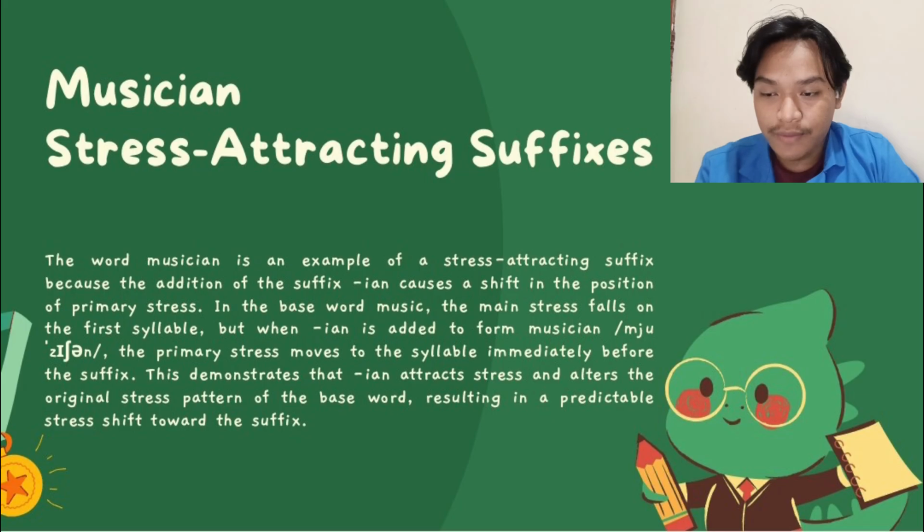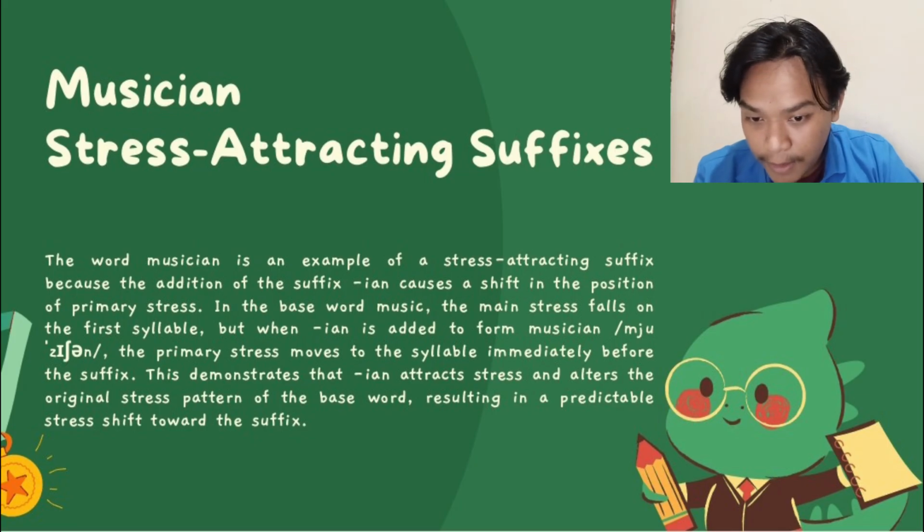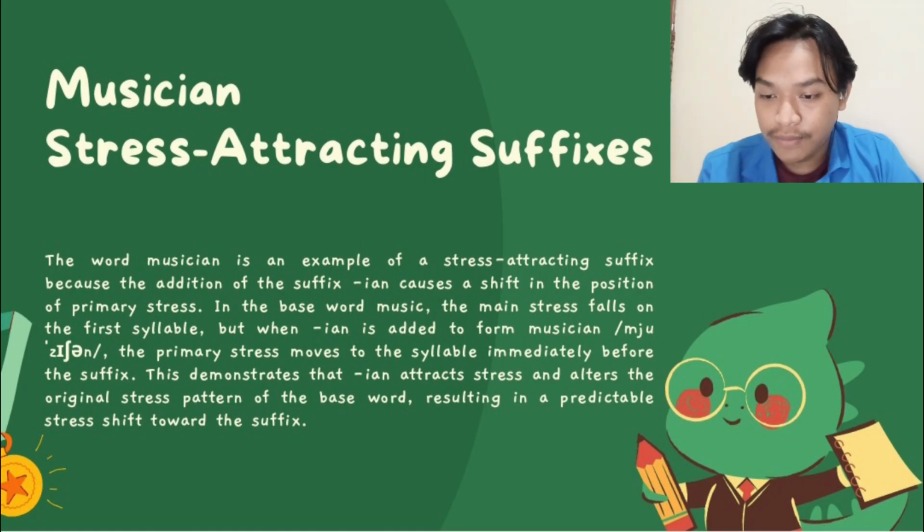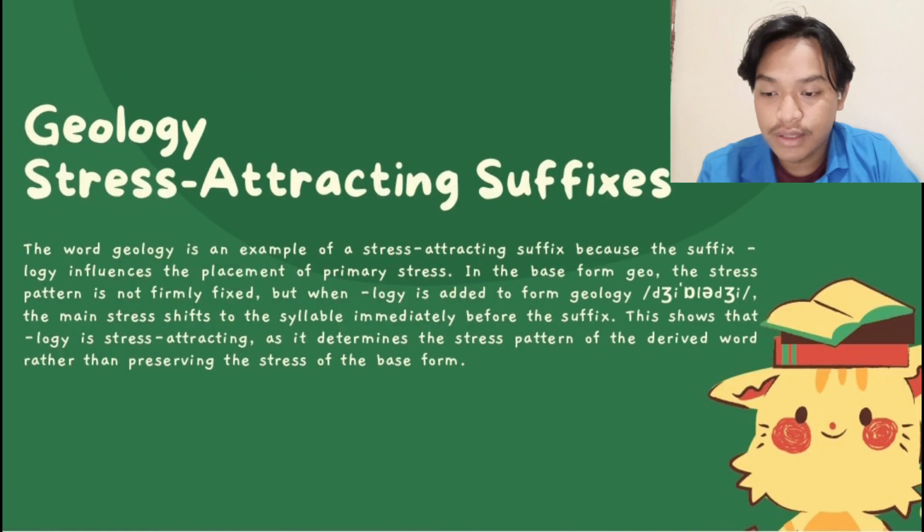Musician. Stress attracting suffixes. The word musician is an example of a stress attracting suffix because the addition of the suffix -ian causes a shift in the position of primary stress. In the base word music, the main stress falls on the first syllable, but when -ian is added to form musician, the primary stress moves to the syllable immediately before the suffix. This demonstrates that -ian attracts stress and alters the original stress pattern of the base word, resulting in a predictable stress shift toward the suffix.